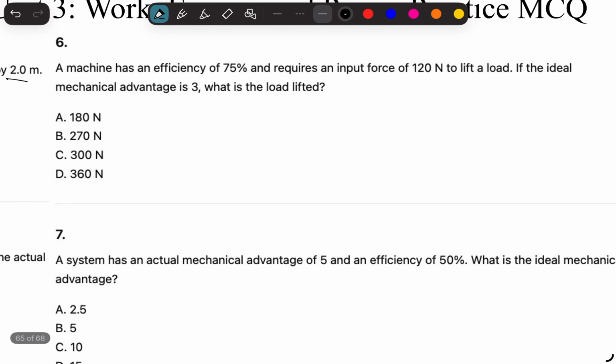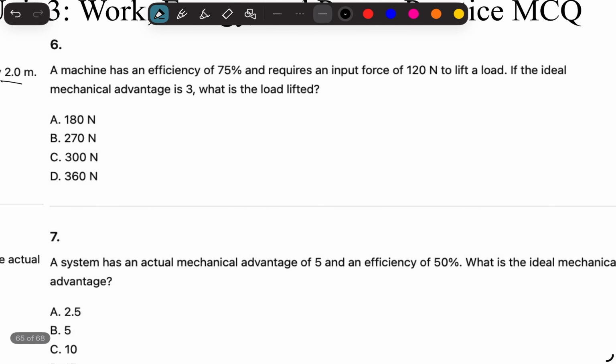So a machine has an efficiency of 75% and requires an input force of 120 newtons to lift a load. If the ideal mechanical advantage is 3, what is the load lifted? So if we use our efficiency relationship, efficiency is equal to your AMA over your IMA, like we saw earlier. So again, you can rearrange this. AMA is equal to your efficiency times your IMA. And here that's going to be 0.75 times 3, which is equal to 2.25.